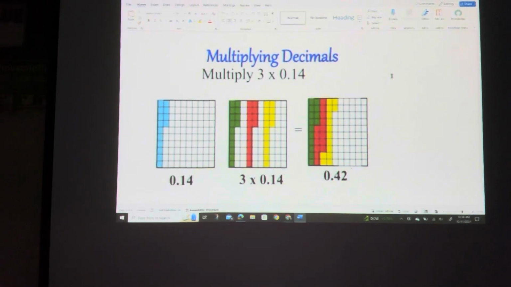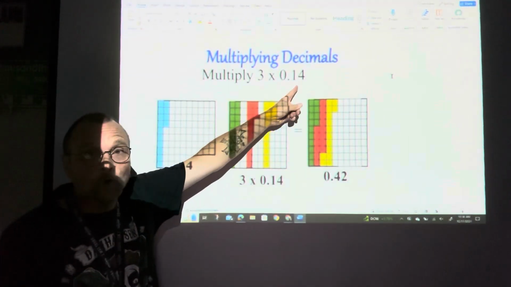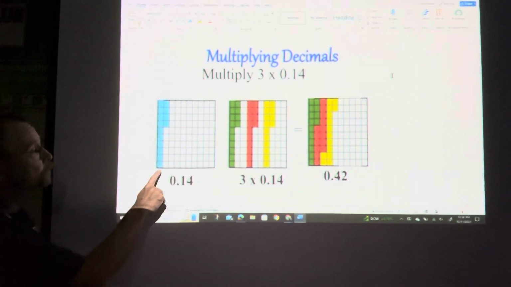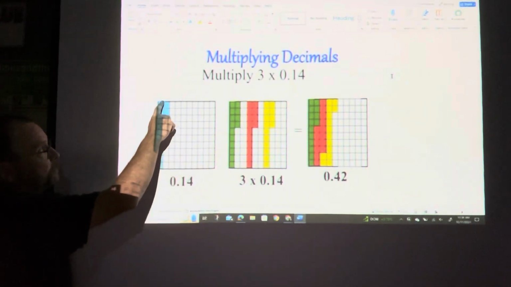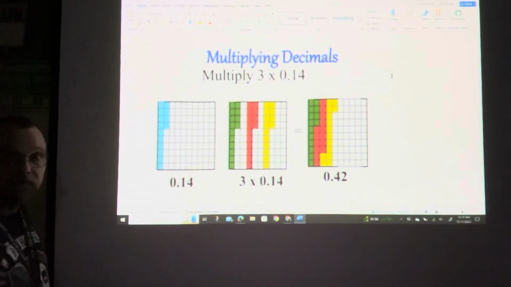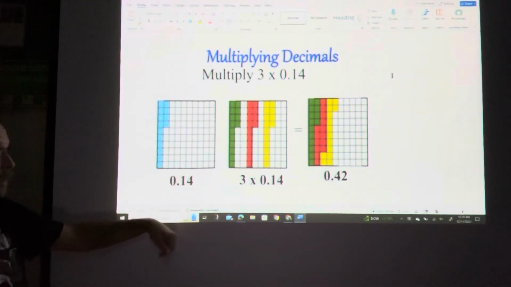Here's another example of multiplying decimals by a whole number. Our problem is 3 times 14/100ths. We have one group of 14/100ths. Notice, this is 10/100ths, which is why it's a tenth, and then we have 4 more. So that makes it 14/100ths, or 1/10 and 4/100ths.